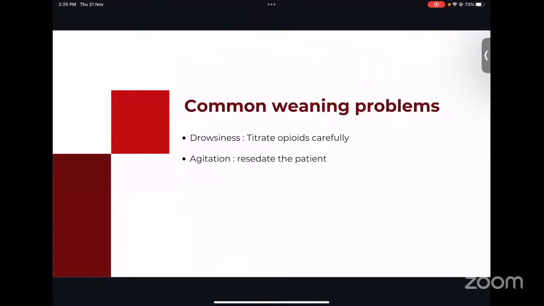Common weaning problems, starting with drowsiness. The patient may show good respiratory parameters when awake, but become apneic, bradycardic, or hypotensive when they sleep. In this case, we will titrate opioids carefully.